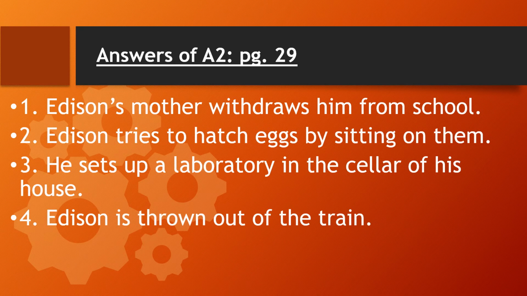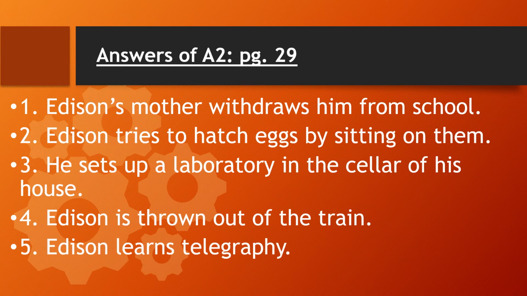The fourth correct statement is Edison is thrown out of the train. This is the fifth statement given in the book. So I want you to write number 4 before the bullet point of the fifth statement in your book. The fifth one is Edison learns telegraphy. This is the last statement out of all the 6 statements that are given. So take your pencil and write number 5 before the bullet point.